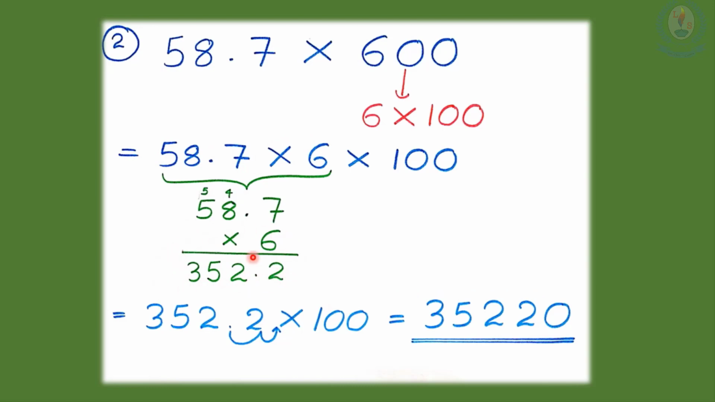Why is that? Because we have to multiply this answer by 100 further. Right? So we have to take this decimal place to the right-hand side by 2 digits, since we have to multiply by 100. So the answer is 35,220.